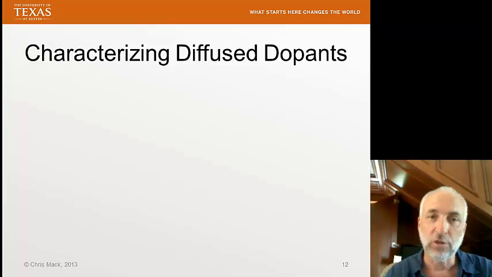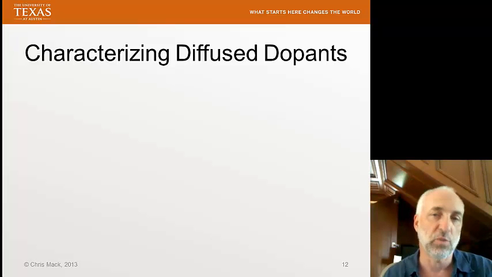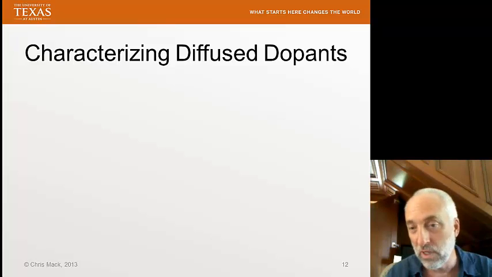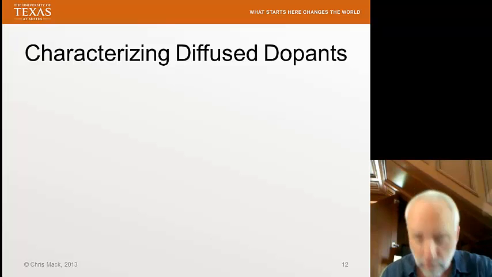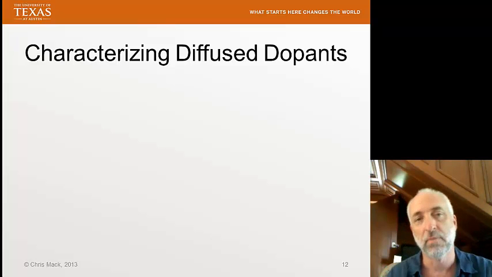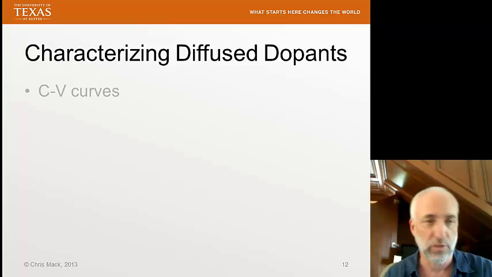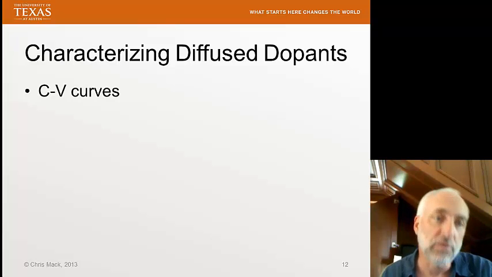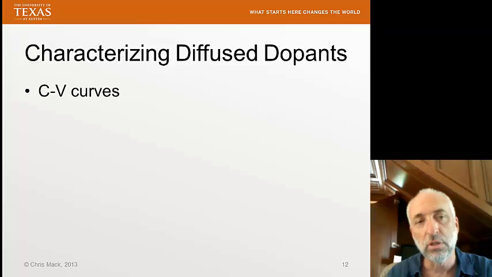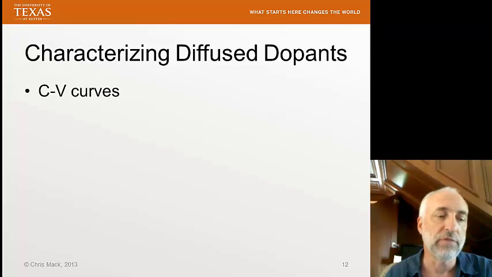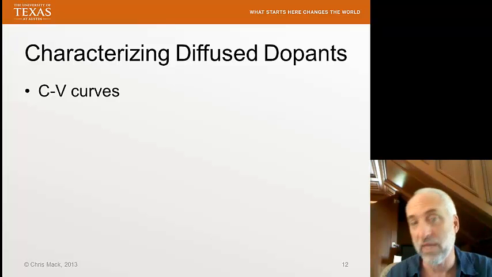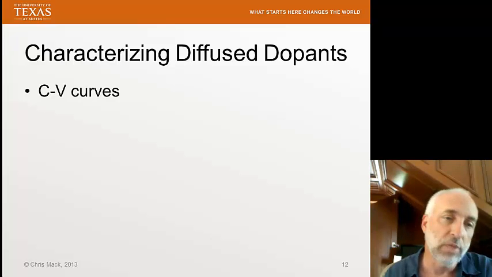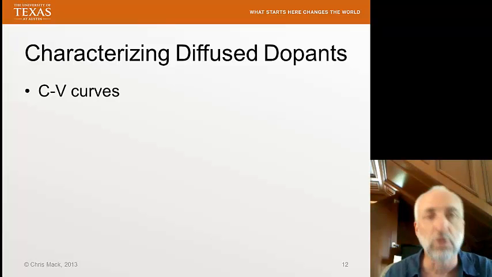Last thing, let's talk about how we characterize diffused dopants. Now that we've got dopants in the wafer with some profile, some distribution of dopant from top to bottom or in depth through the wafer, how do we characterize those dopants? One way we've already talked about, CV curves. We saw that a p-n junction has a width and a capacitance that varies as a function of the bias voltage that we apply and the amount of doping on both sides of that p-n junction. But we can use CV curves to help us learn about the doping levels.